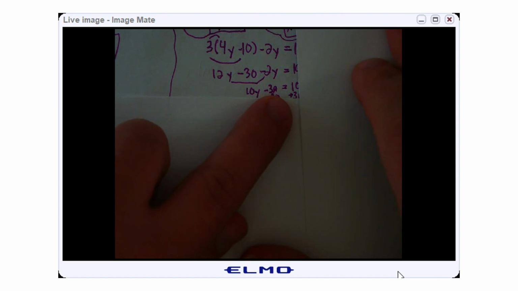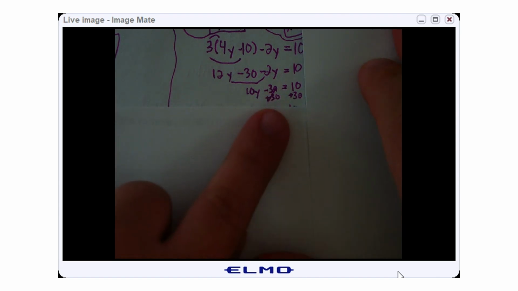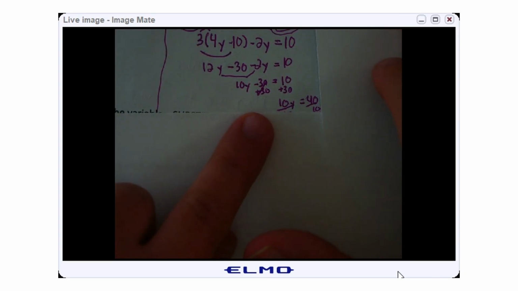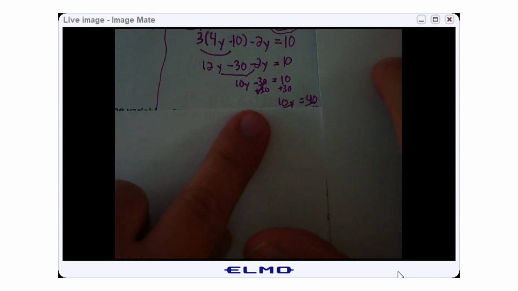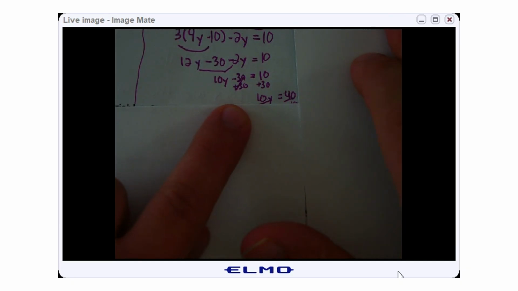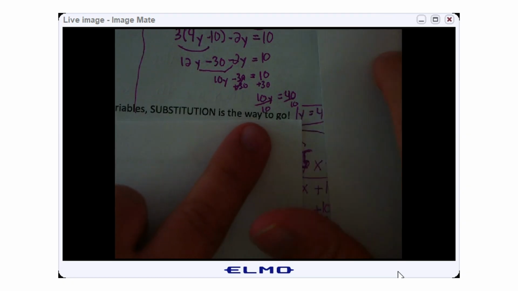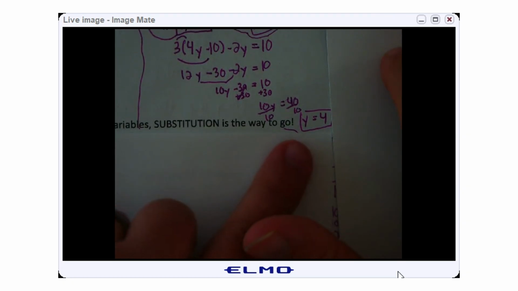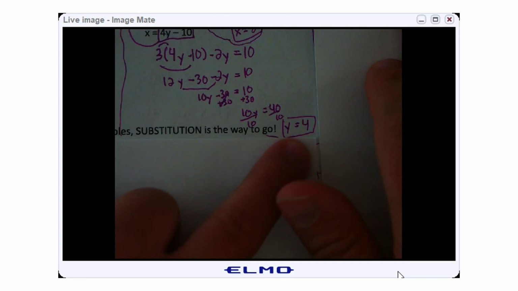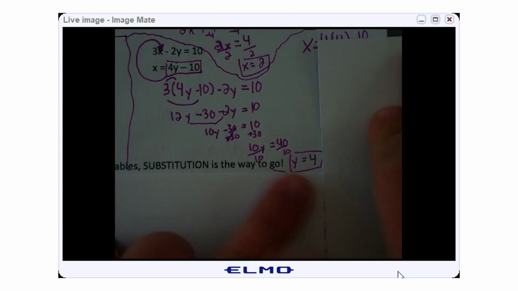Again, what I would want to do is cancel off this minus 30. I do that by adding 30. When I add 30, I get 10y equals 40. My last step would be to divide by 10 to cancel off this 10 on the y. And it tells me that y equals 4. Okay, so now I know the fact that y equals 4. I can go back up into my equation.